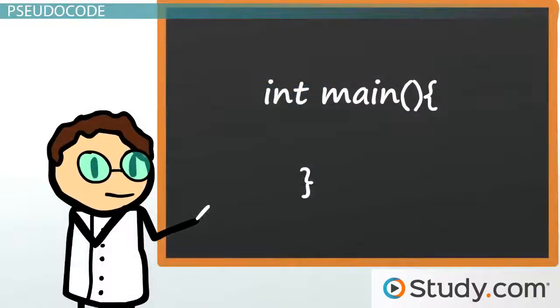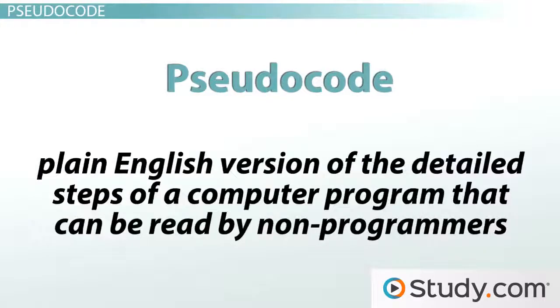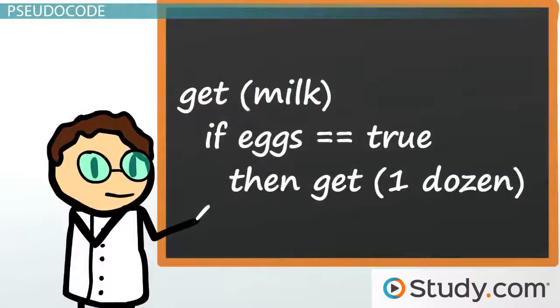In order to start writing a program without having to worry too much about the details of a specific programming language, programmers use pseudocode. Pseudocode is a plain English version of the detailed steps of a computer program that can be read by non-programmers. Pseudocode is written in English so the human can easily understand it, but it looks like programming. However, pseudocode is not an actual programming language.